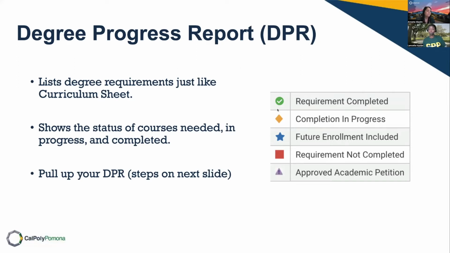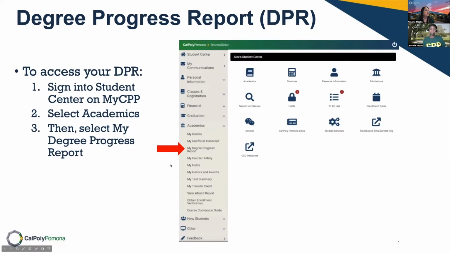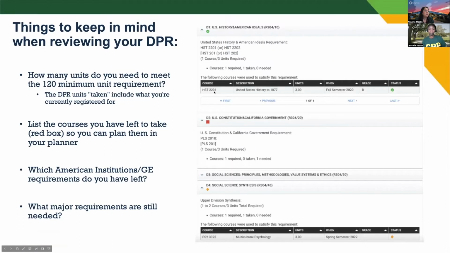So you could pull up your DPR. This is how you pull it up. You sign into your student center in My CPP, and then under academics, you go to the drop-down menu where it says My Degree Progress Report, and that's how you'll be able to pull up your degree progress report. Once you're in there, it'll start with different university requirements and then move into GE courses and then your major courses.